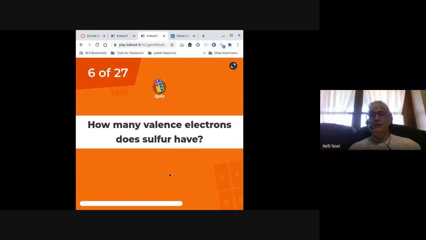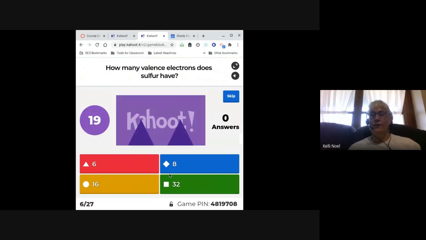How many valence electrons does sulfur have? So find sulfur on the periodic table. What group number is it?